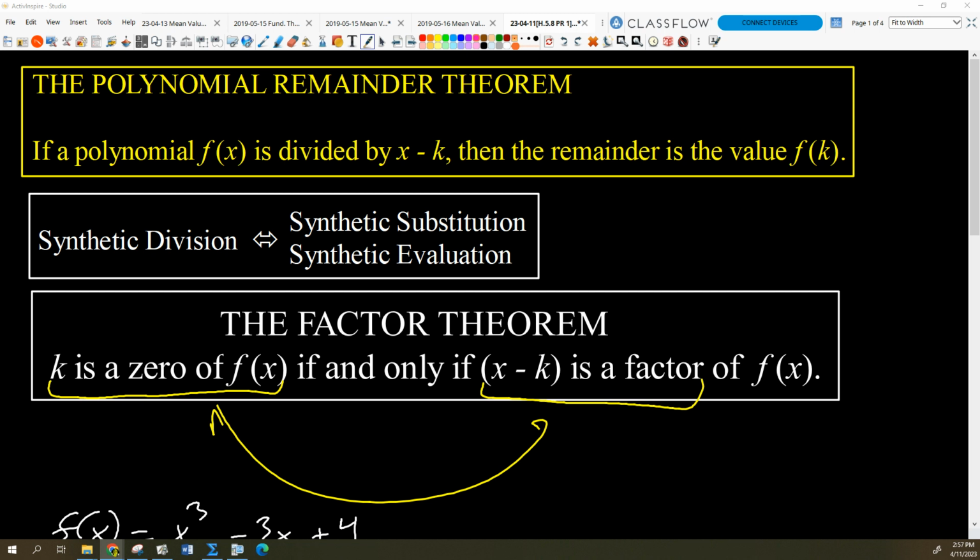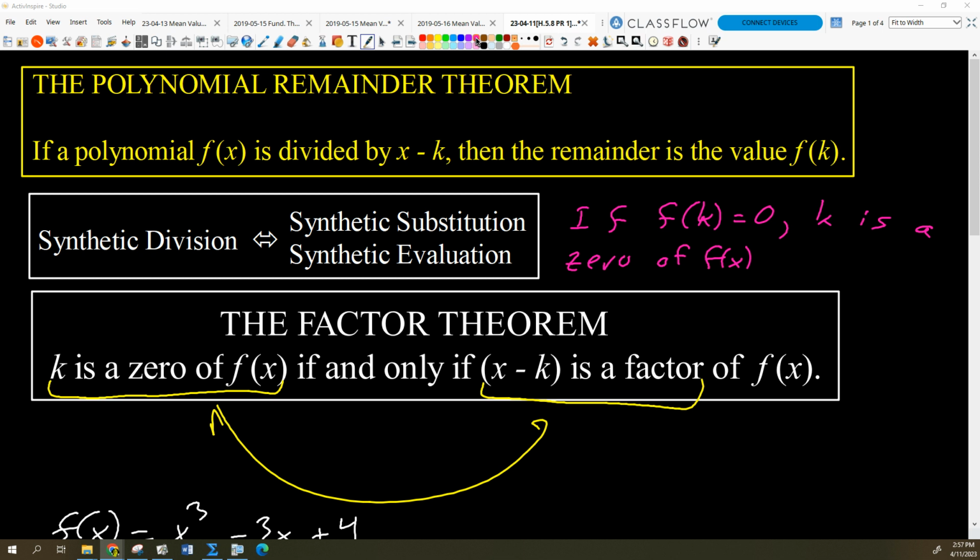All right, so these two go together, don't they? Because if the remainder is 0, what does that tell you about the value of k? If the remainder is 0, that means when I plug that in, the value of the function is y equals 0. So it's an x-intercept, isn't it? That makes it a zero. That's the meaning of a zero. So if f of k equals 0, then k is a zero of f of x, right?